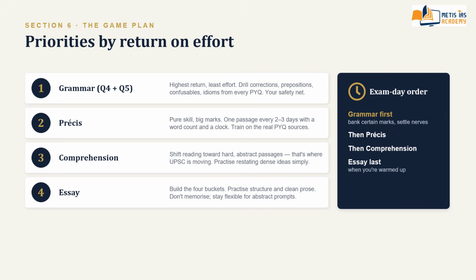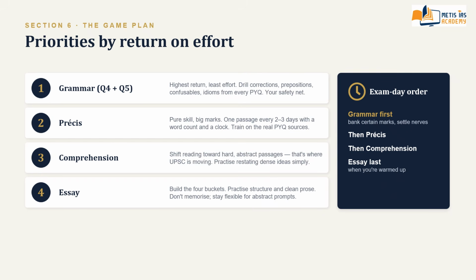Then practice one passage every 2 or 3 days with a word count and a clock. Use the actual PYQ passages. Gandhi, Russell, Tharoor, Kalam as your training set. Then what is priority number three? Comprehension. Shift your reading practice toward hard, abstract passages because that is the direction UPSC is moving. Train the skill of restating dense ideas simply. So this is priority number three.